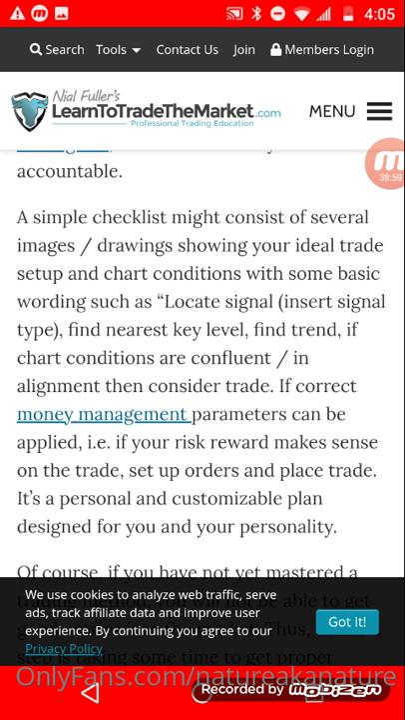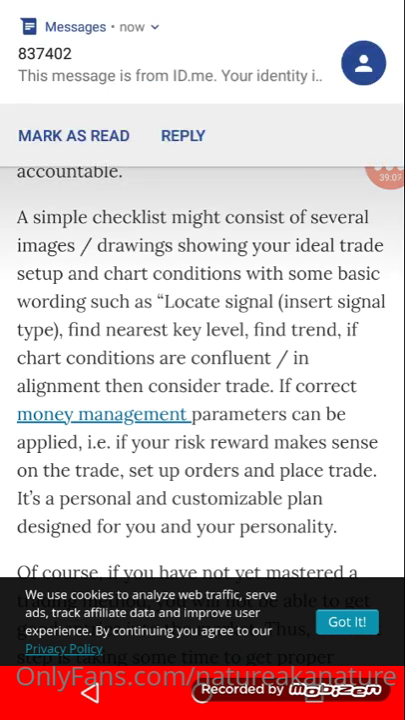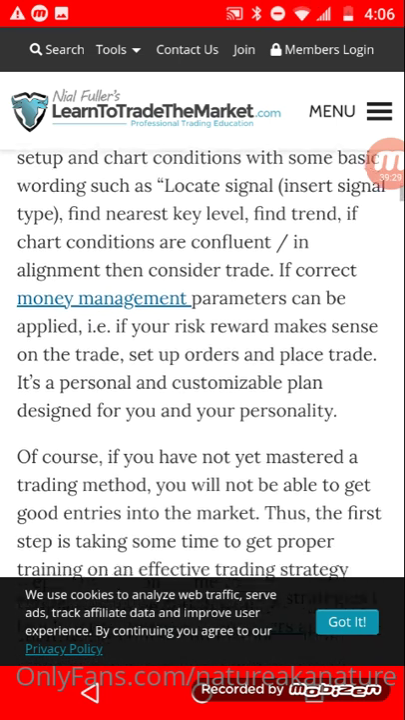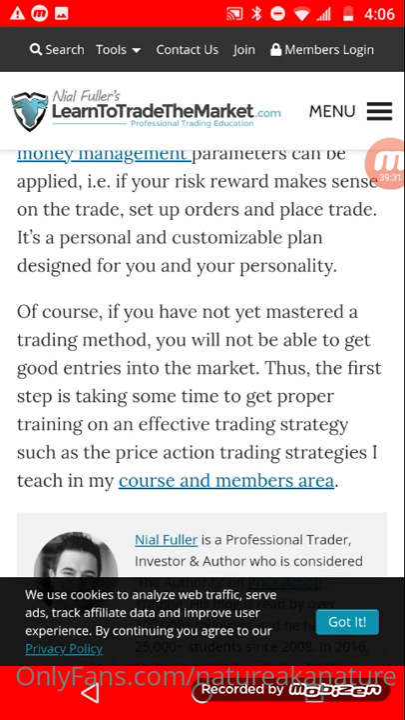Also, it's important to personally just have a plan, customize a plan, write it down, and design it for you and your personality, your psychology. Of course, if you have not yet mastered the trading methods, you will be able to get good entries in the market once you understand these 4 ideas. Once you master those 4 ideas in the market and trading, you'll be a master at trading the market. You'll be able to get good entries in the market.